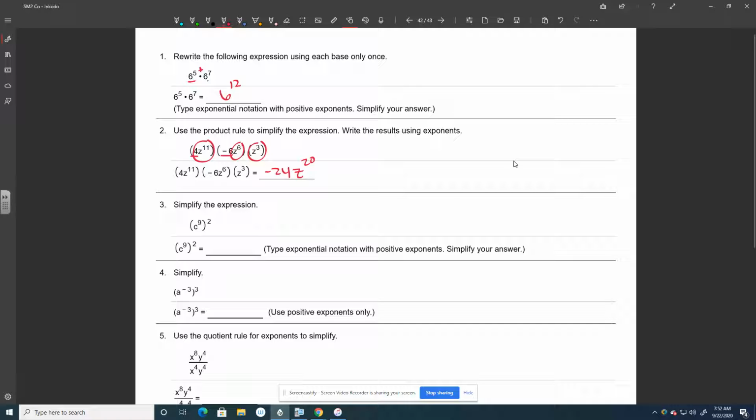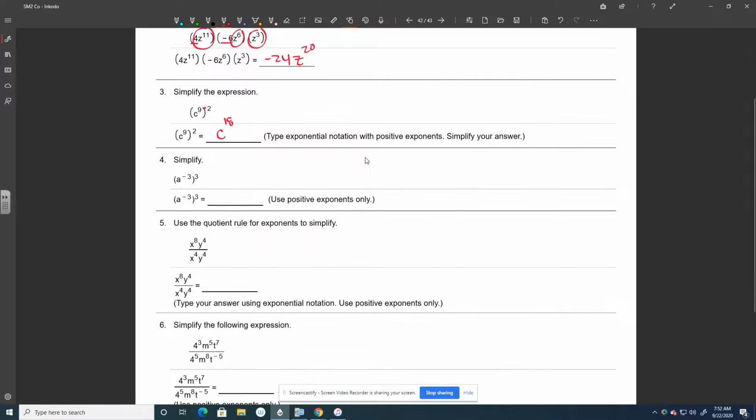Number three, simplify the expression C to the 9th to the 2nd power. When you have an exponent raised to another exponent, you multiply those exponents together, and that becomes C to the 18th power. A to the -3rd to the 3rd, same thing. We take the exponent, times it by the other exponent. That becomes A to the -9th.